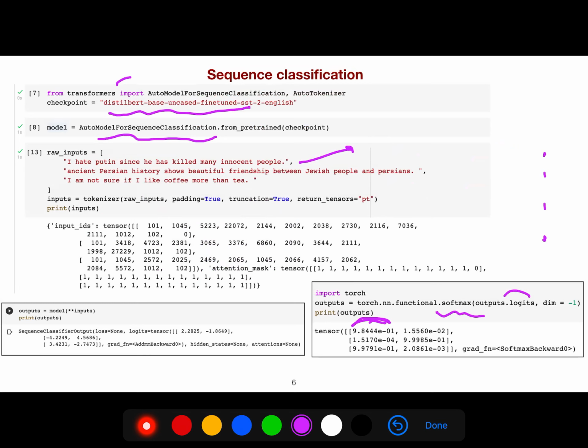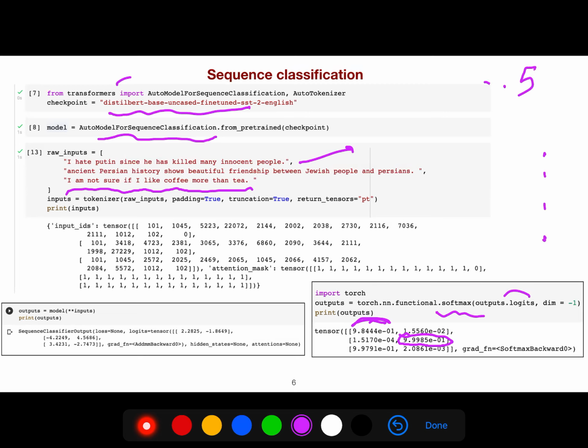And the second sentence: "Ancient Persian history shows beautiful friendship between Jewish people and Persians." It is very positive, around 1, so 0.99, positive. But the third sentence is "I'm not sure if I like coffee more than tea." It should be around 0.5, I guess, because we don't know if he likes it or dislikes it, hates it or loves it.